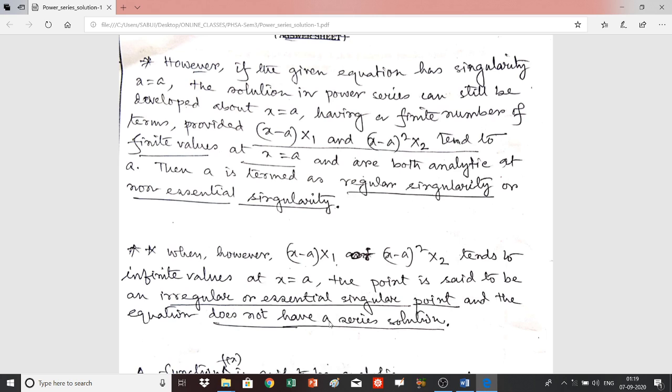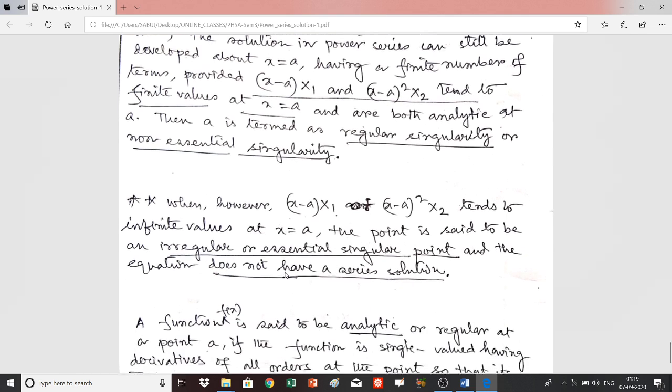Here we are able to know the types of singularity, and we understand that there are two types. Number one is a regular singularity or non-essential singularity, and number two is an irregular singularity or essential singularity. Whether it is regular or irregular depends on the two terms, (x minus a) into X1 and (x minus a) whole square into X2.